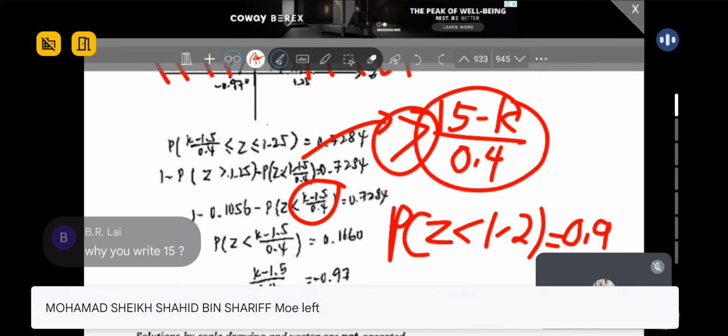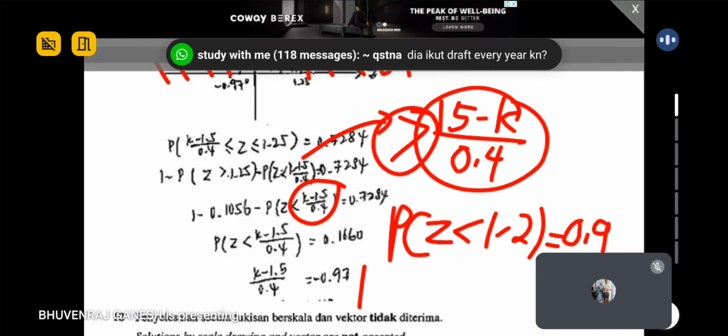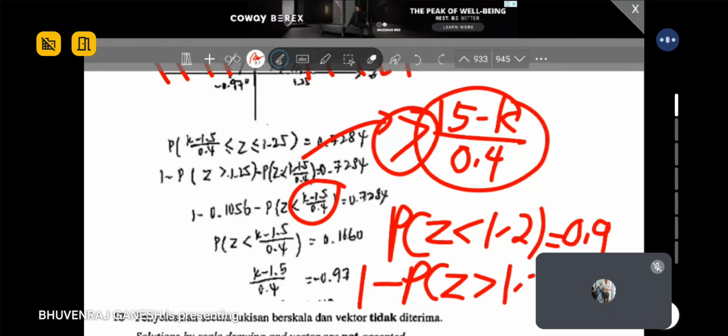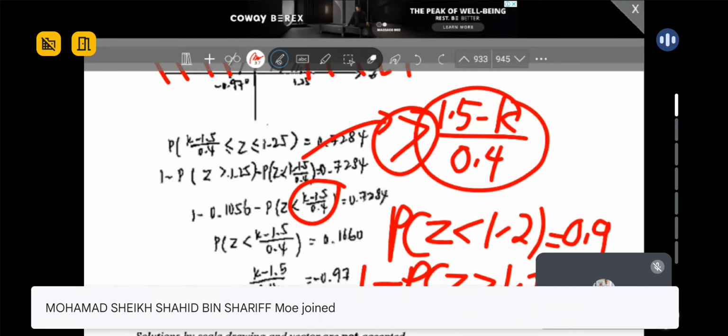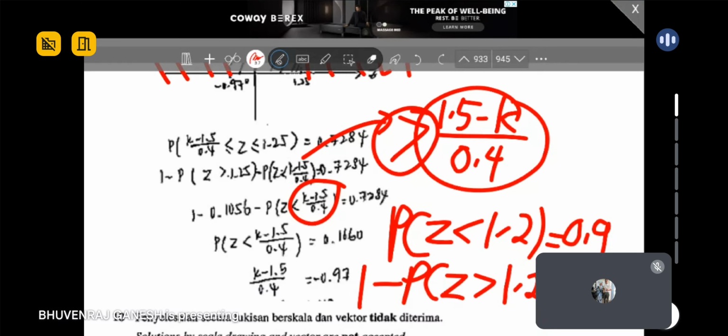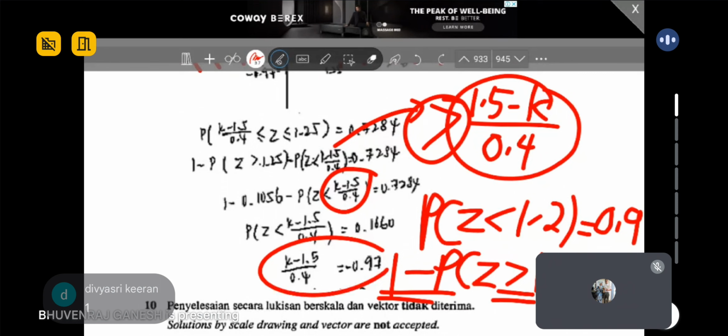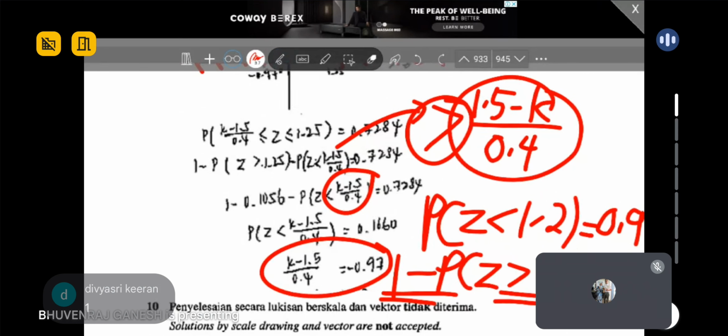Example, P(Z less than 1.5) equal to 0.9. Let's say this is your question, guys. So you just need to do 1 minus P(Z greater than 1.5). You must change sign. Sorry, this one is 1.5, I wrote it wrongly. Equal to 0.9. Can you see, Charlene? 1 minus, change sign. This is the concept. So this one you just solve the equation, find the k value, and you get the answer.